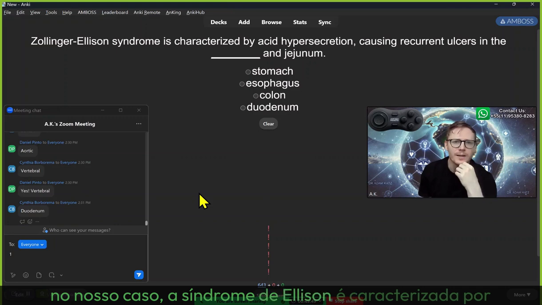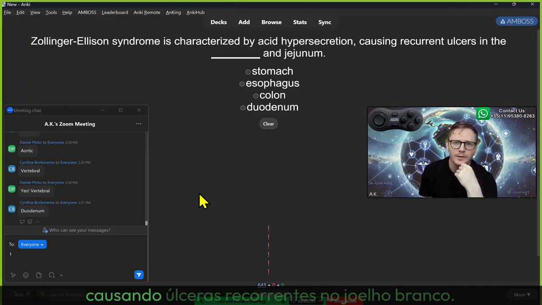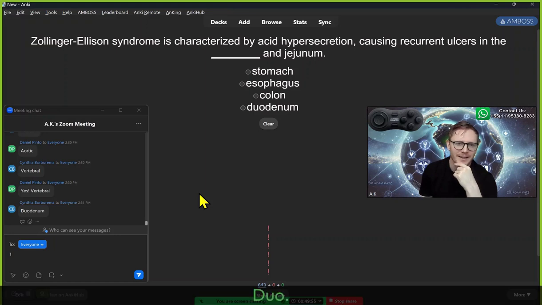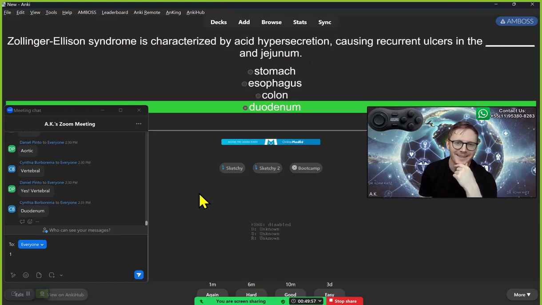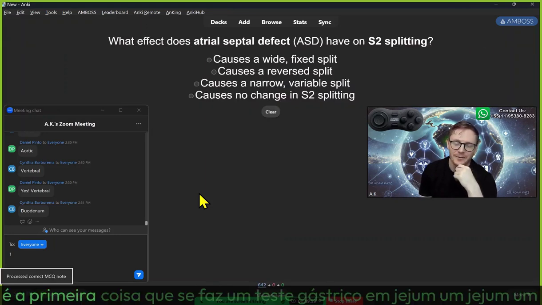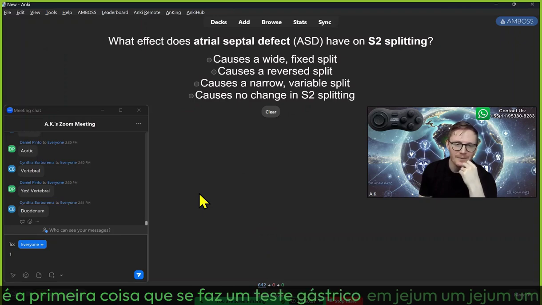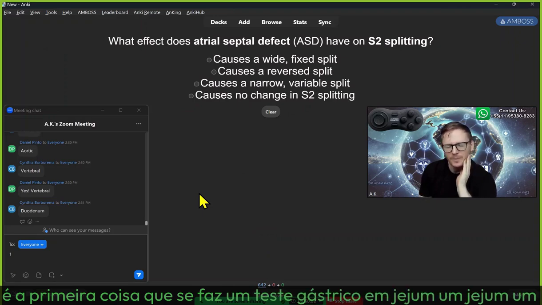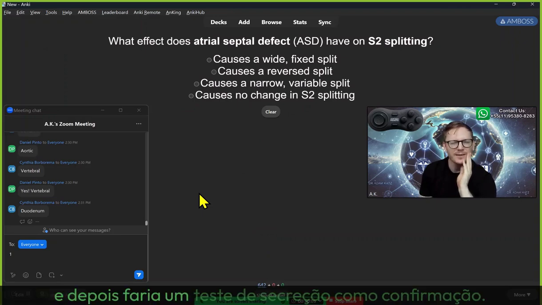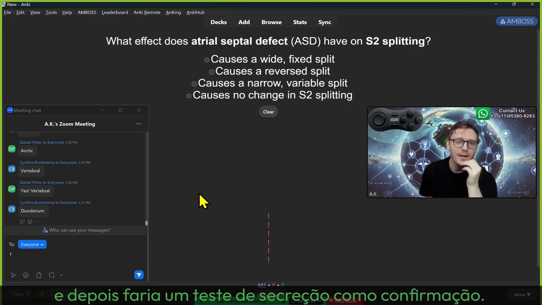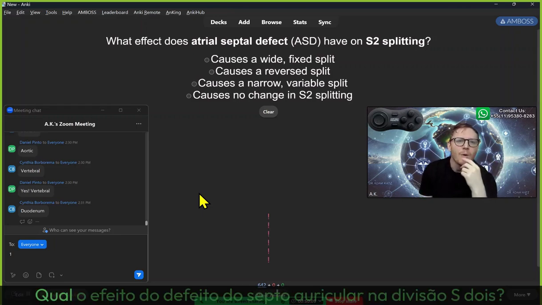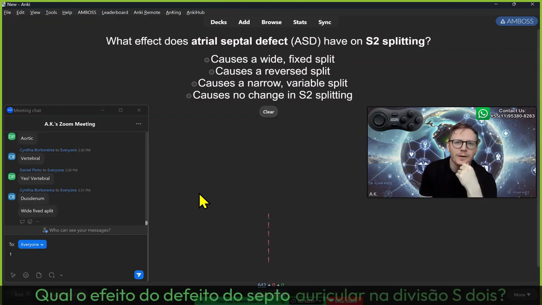Zollinger-Ellison syndrome is characterized by acid hypersecretion causing recurrent ulcers in the blank and jejunum. Exactly, duodenum. So that's the first thing you do, a gastrin test, and then you would do a secretin test as confirmation. That's more step two. What effect does atrial septal defect have on S2 splitting?